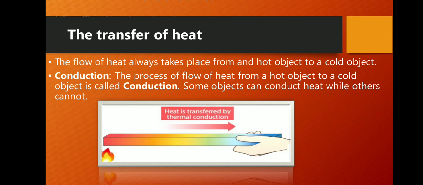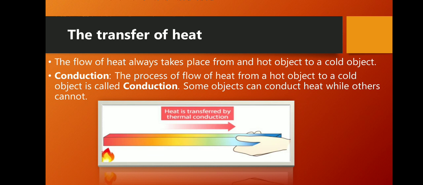First of all, let's discuss conduction. What is conduction? The process of flow of heat from a hot object to a cold object is called conduction. Some objects can conduct heat while others cannot. It is the transfer of heat within a body from the hotter to the colder end, or between two bodies at different temperatures which are in contact with each other. Transfer of heat by conduction takes place mostly in solids, but also takes place in liquids as well as in gases. About it you will learn in the higher classes.